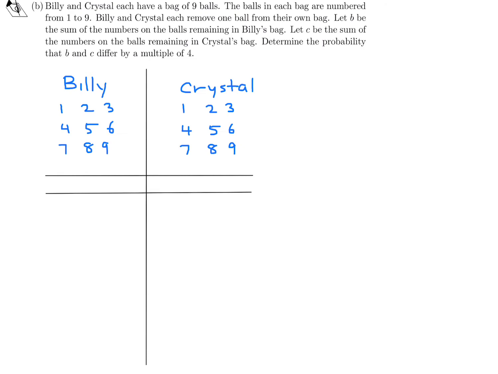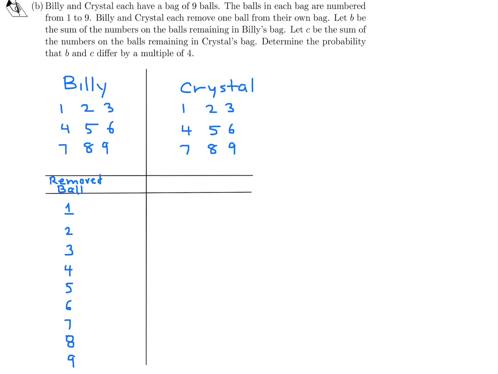So first let's talk about Billy. We're going to put first the removed ball number. And of course we can remove either the 1, the 2, the 3, the 4, the 5, the 6, the 7, the 8, or the 9. Right? You're only removing 1 ball. Remove 1 ball. That's it.